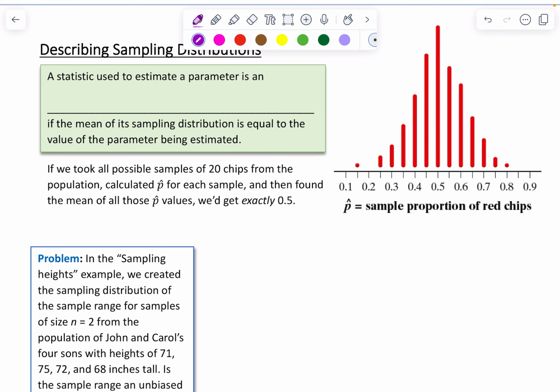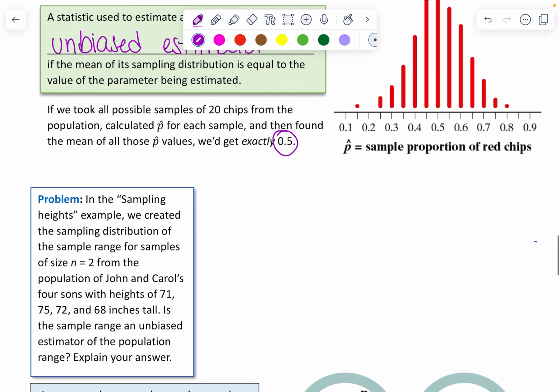So a statistic used to estimate a parameter is an unbiased estimator if the mean of its sampling distribution is equal to the value of the parameter being estimated. Like if we took all possible samples of 20 chips and calculated the p hats for everything and then found the average of all of those, you would get exactly what the p is supposed to be, what the population parameter is supposed to be.